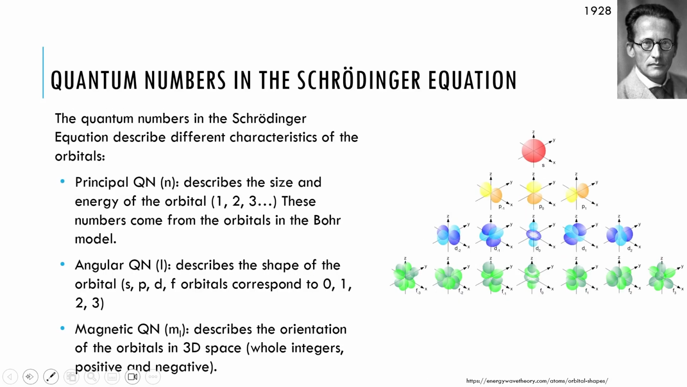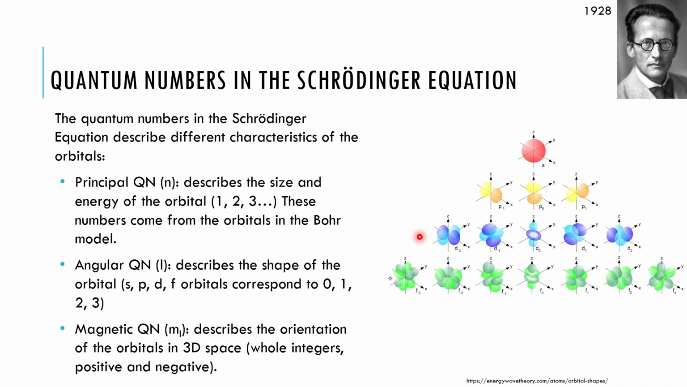We also have an angular quantum number, l, and this describes the shape of the orbital much more clearly. And this factor is what gives rise to s orbitals, p orbitals, d orbitals, and f orbitals. s, p, d, and f orbitals are given quantum numbers 0, 1, 2, and 3 respectively. We also have the magnetic quantum number, ml, and this describes the orientation of the orbitals in 3-dimensional space. These can be given as whole integers, and they are positive or negative.